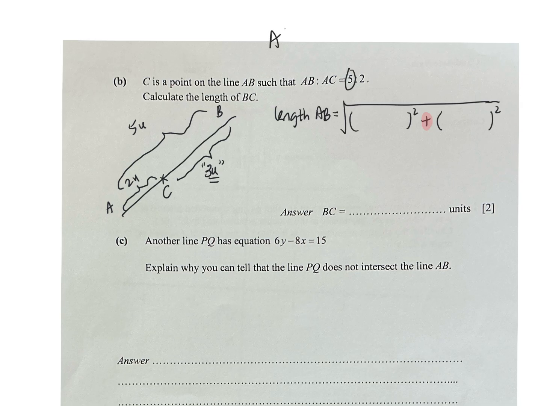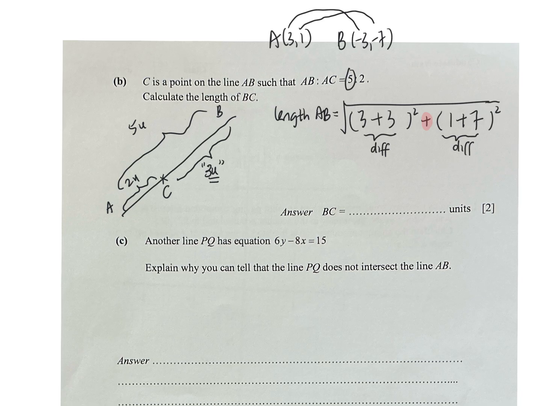So A is (3, 1) and B is (-3, -7). So the formula here is 3 minus negative 3, so it becomes 3 plus 3, and 1 minus negative 7, so it becomes 1 plus 7. So remember these two are the difference. Go and find the difference. And then for the middle one, you add them up.